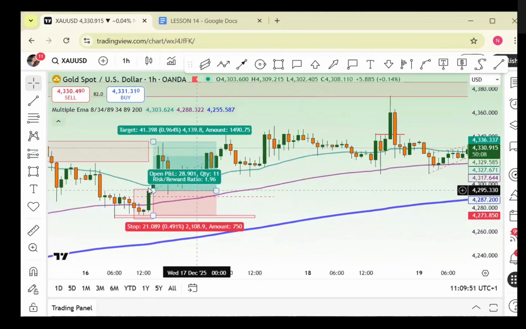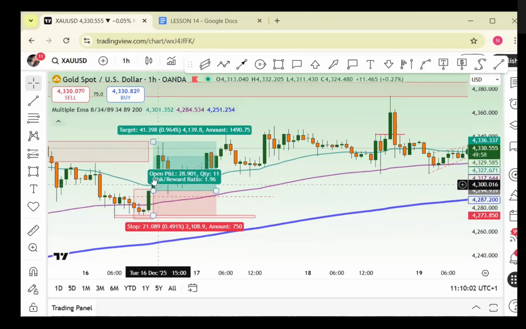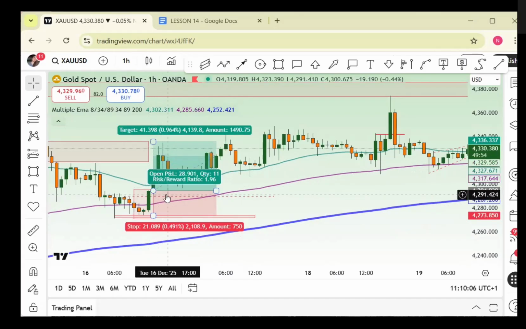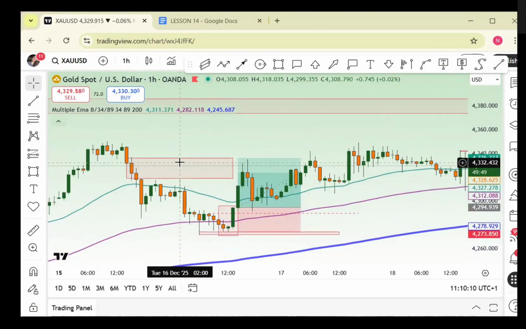So this is the example. It's an example for you when we see the correct pattern appear in a correct location. And we have another very strong confirmation from this Marubozu. And another condition is the fair value gap above here.